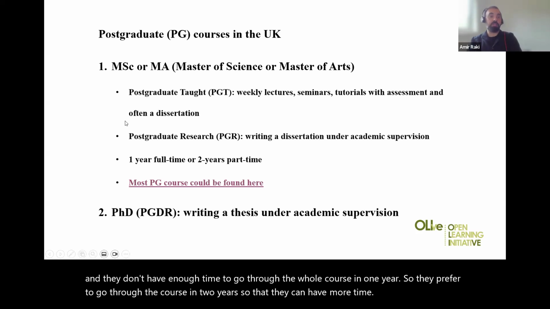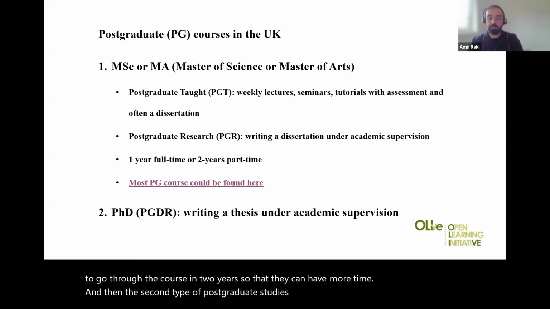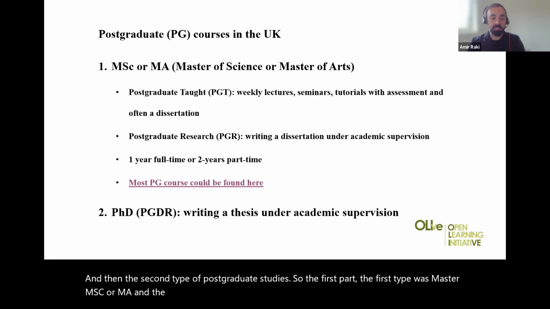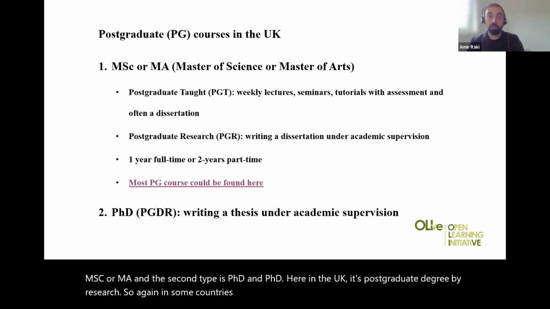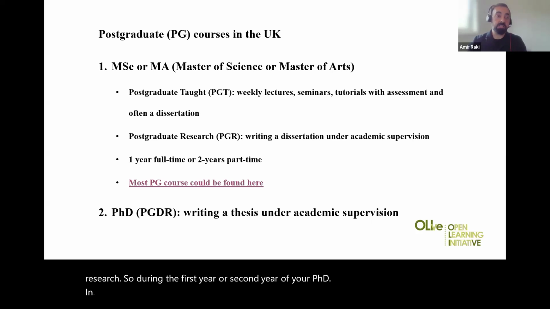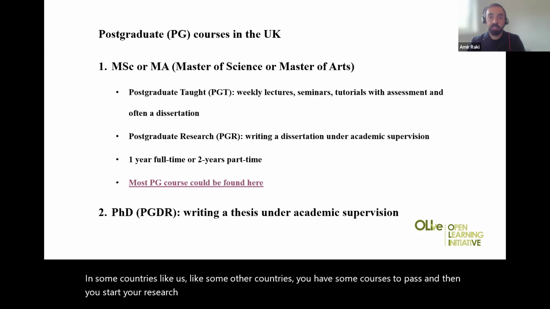Then the second type of postgraduate studies. So the first type was master, MSc or MA, and the second type is PhD. And PhD here in the UK is a postgraduate degree by research. In some countries, PhD is a combination of taught courses and research. During the first year or second year of your PhD, in some countries like the US, you have some courses to pass, and then you start your research. But here in the UK, it's just about research.